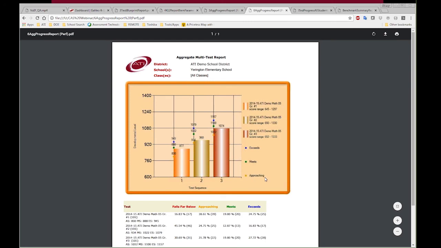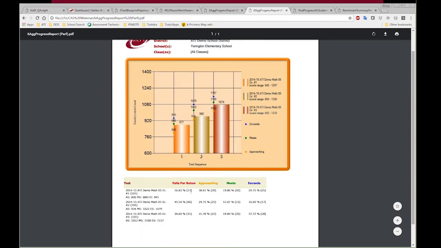And we can also run that report using the performance levels to see how many students fell far below, are approaching, how many meet, how many exceed, and the progression of students in and out of those performance level categories has gone on through the testing series. We started out here with 45 students passing because they meet or exceed, and we ended up with 48. So 3 more have moved up.